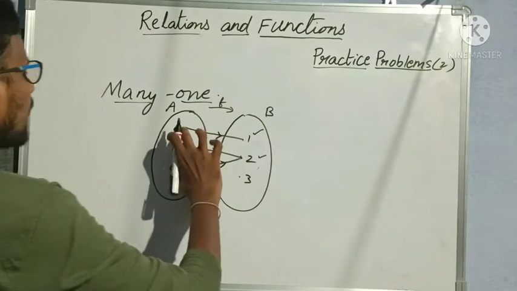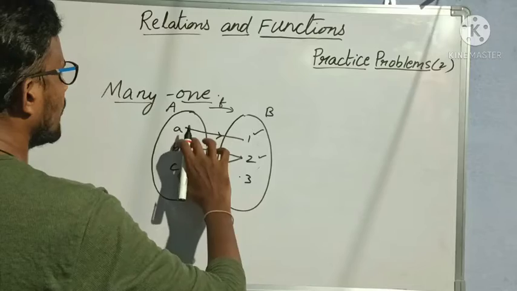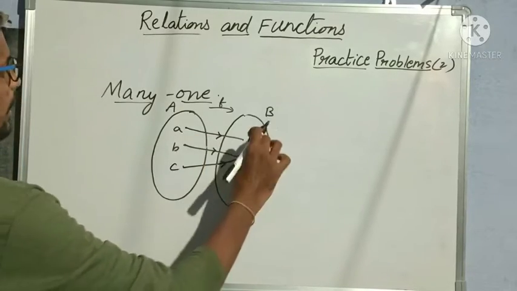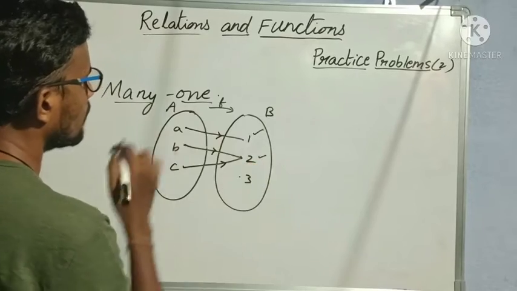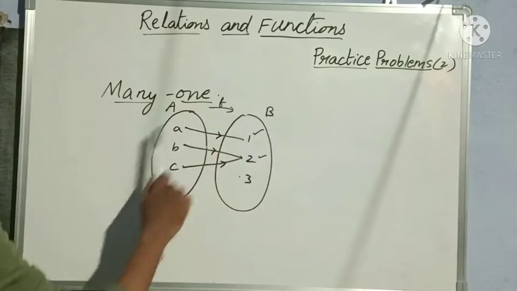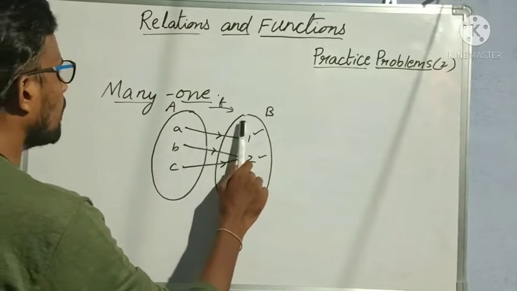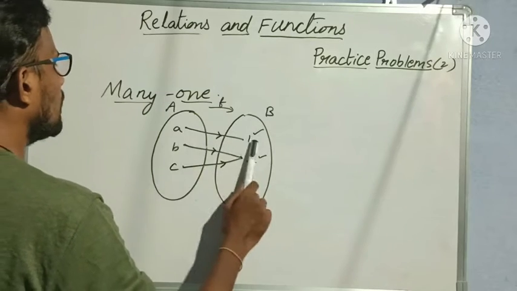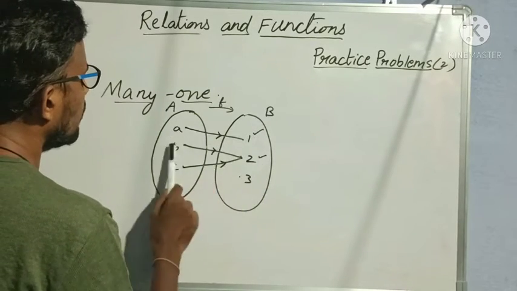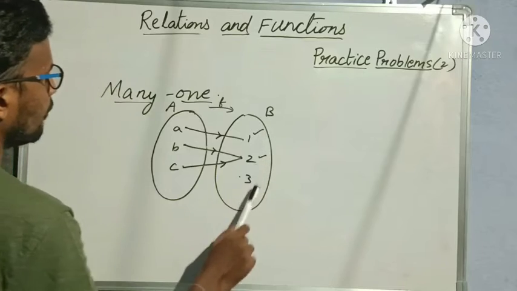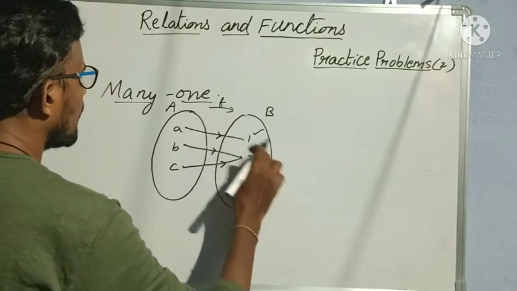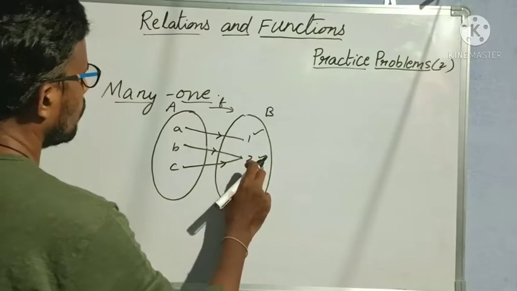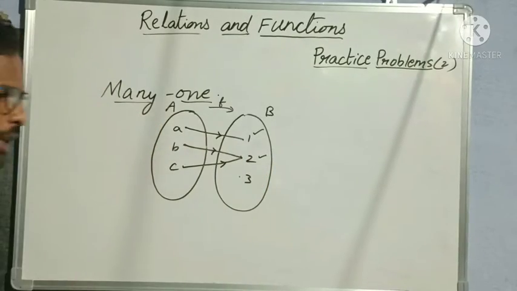Every element of A must be mapped, and every element of A should have one and only one image. Then only it is a function. So this is clearly a function. But what type of function? If each element maps to a different element, then that will be a one one function. But here more than one element has the same image in B, so such a function is called a many one function.